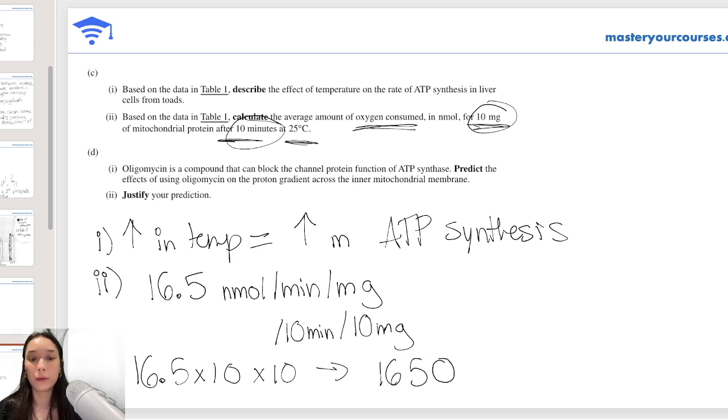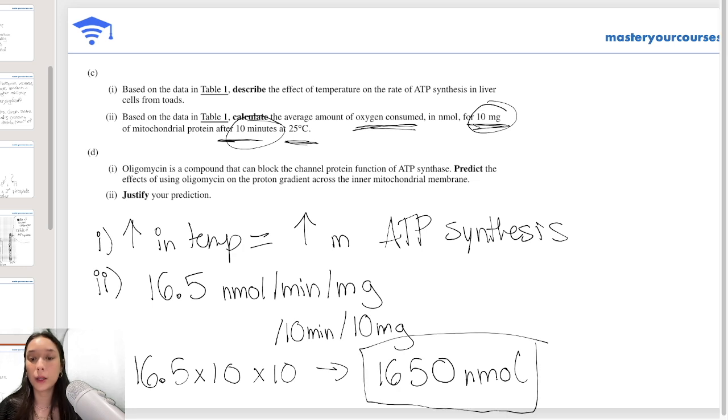It should give you 1650 nanomoles. Again, I'm going to wait for the answers to come out, but since you are changing 2 of the units by 10, you would likely have to multiply both of them.